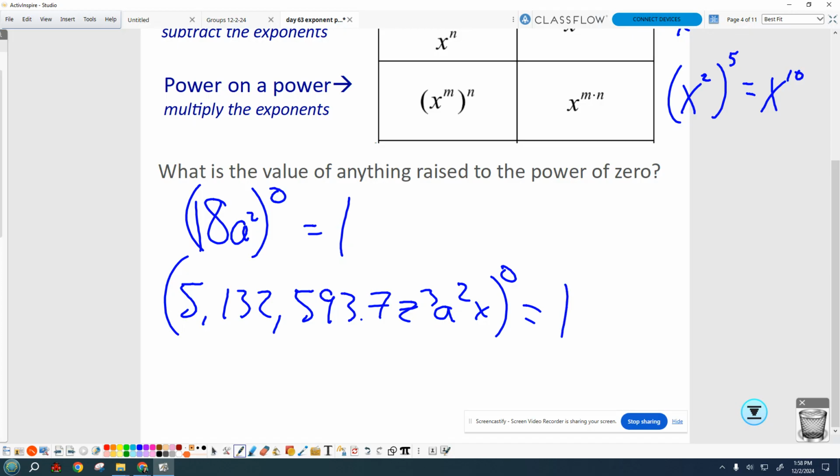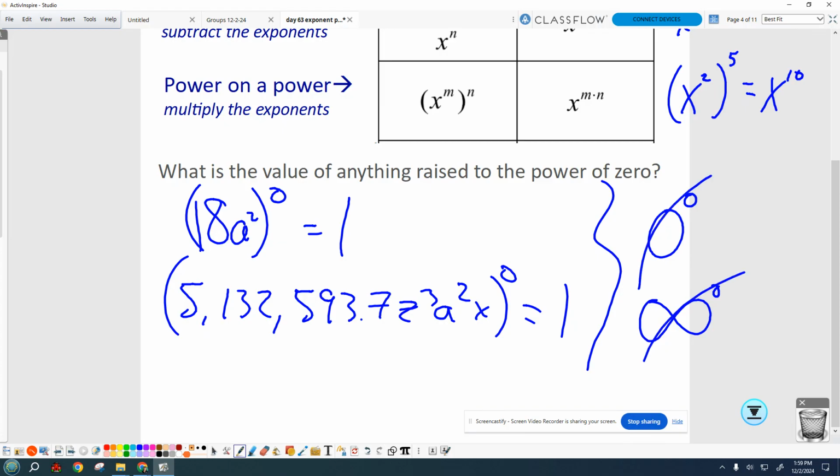Yeah. So, and I'm not gonna lie to you, pretty much everything to the 0 power is 1. Exceptions, when you get to calculus, 0 to the 0 could be 0, might be 1. I can make it e if I want to. Infinity to the 0, sometimes it's 1, sometimes it's infinity. But for what you guys need to do, you're not gonna see those.